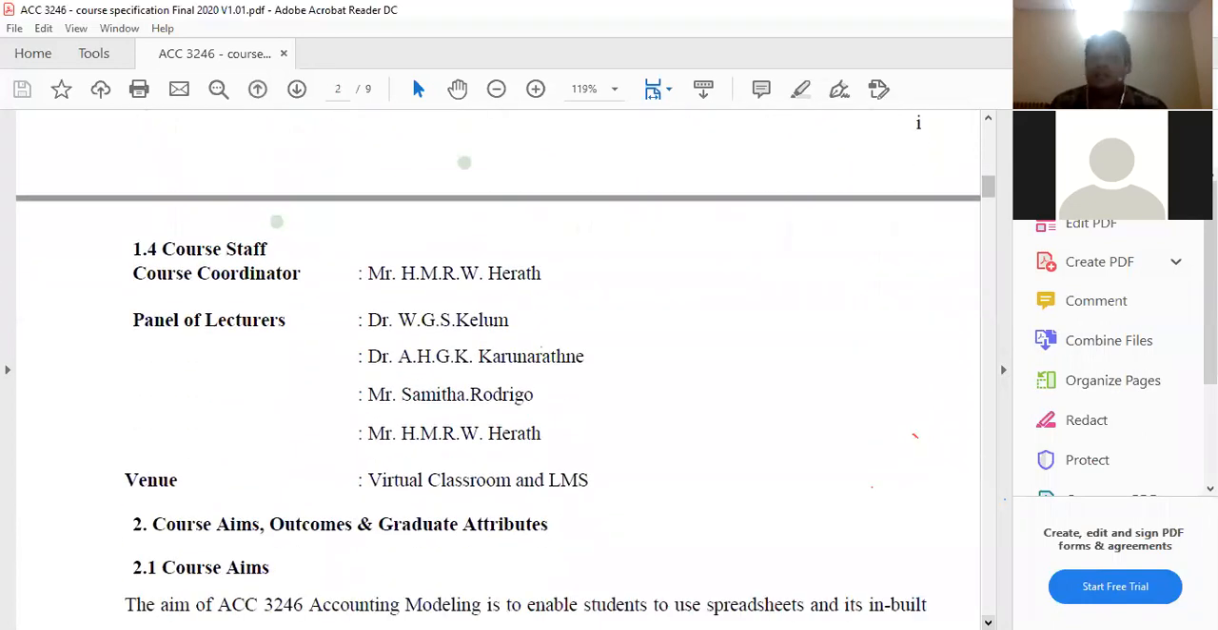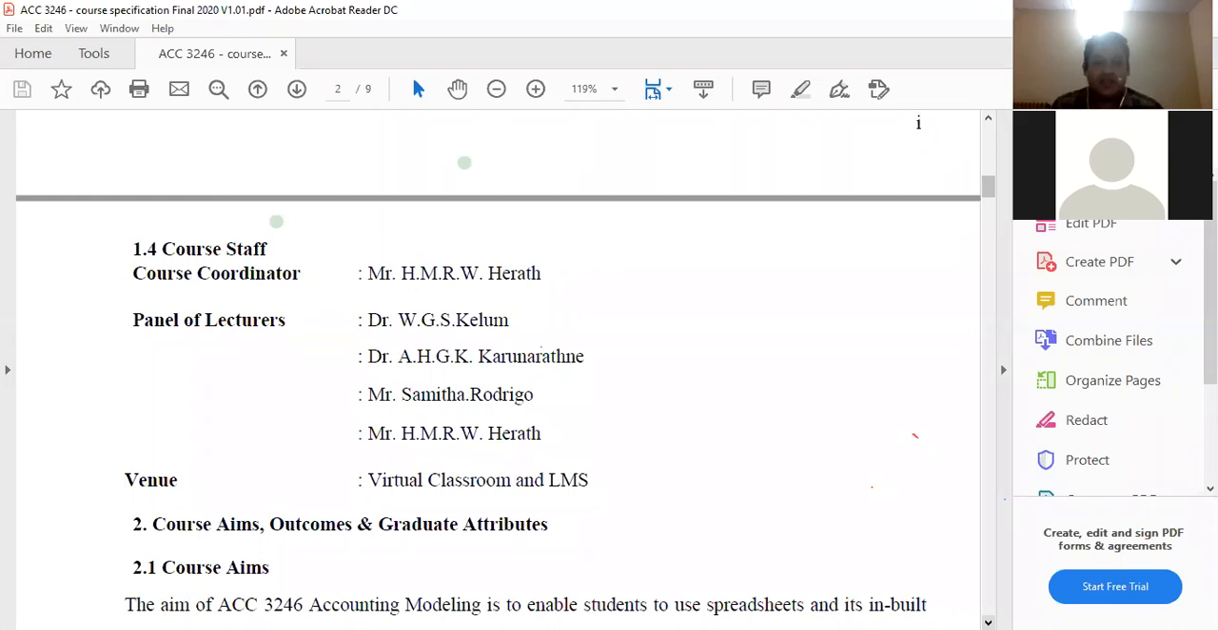Then let me come to the course staff. As far as this course is concerned, we are benefited by lecturers who have decades of experience, especially when it comes to this course. We have Dr. W.G.S. Callum, a senior lecturer from the Department of Accounting, and he has nearly 2 decades of experience in spreadsheet packages. Even before the introduction of these Excel packages, he used to teach the spreadsheet.